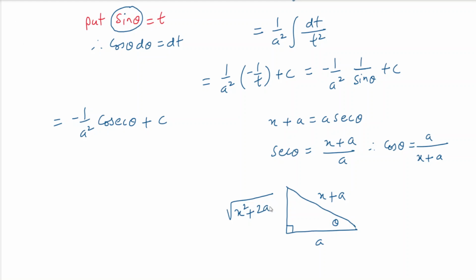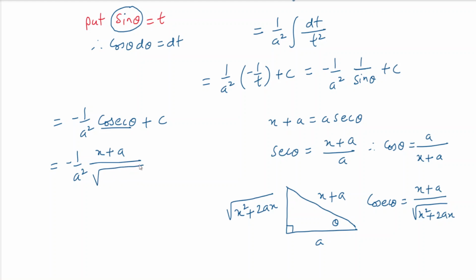2ax, right? Now 1 minus 1 by a square. Now I will write here cosec theta. From this triangle I can write the value of cosec theta here. So cosec theta is hypotenuse by opposite side, root of x square plus 2ax, and here is the cosec theta. Now x plus a divided by square root of x square plus 2ax plus c. So this is the answer to this question.